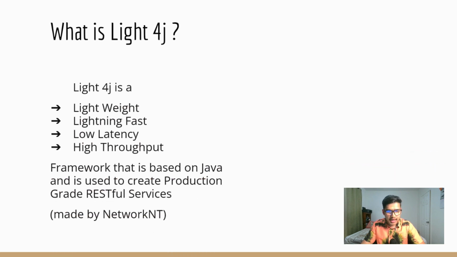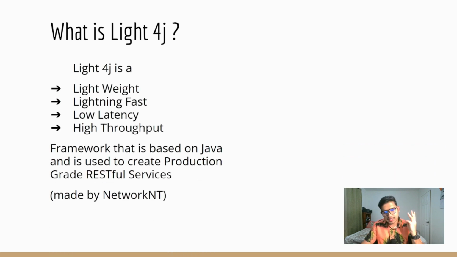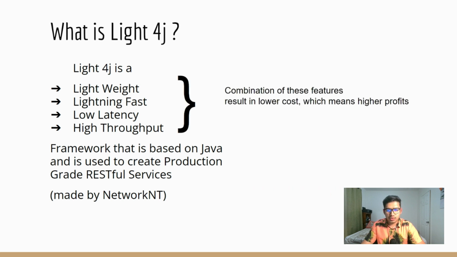Light4j is a lightweight, lightning fast, low latency, high throughput framework that is based on Java, which is used to create production grade RESTful services. The combination of these four features gives us lower cost, which means we get higher profits. And the Light4j framework is made by a company called NetworkNT.